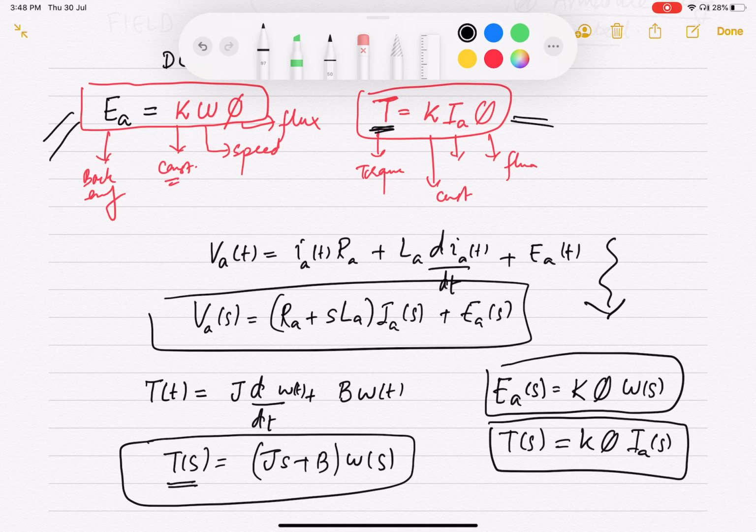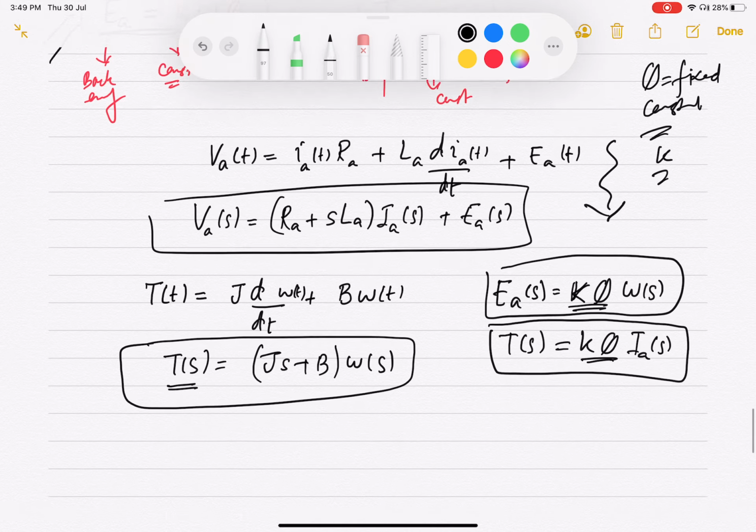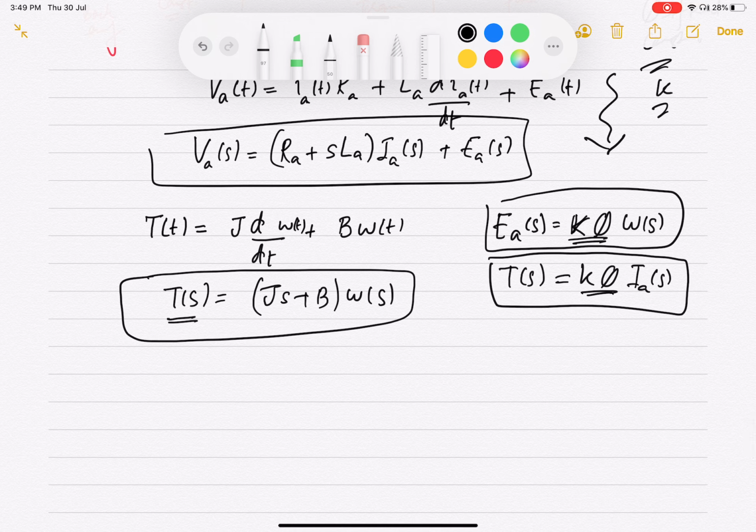Why are we taking this K phi as constant? Because we are talking about armature voltage control. So our phi is fixed. Phi is fixed. It's a constant, just like K. So that is why, when we did the Laplace transformation of this equation, Ea was a function of time, omega is a function of time, K and phi are constants. So these four equations we have obtained, and now from these four equations we should be able to draw the block diagram model for the motor operation.